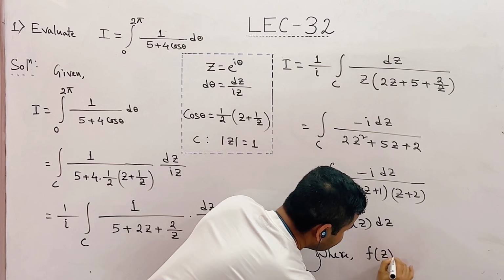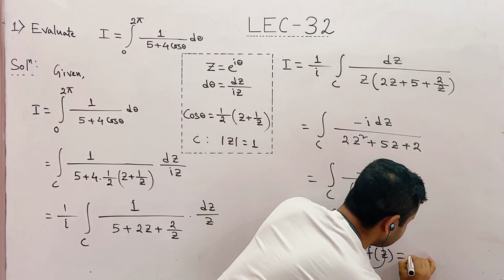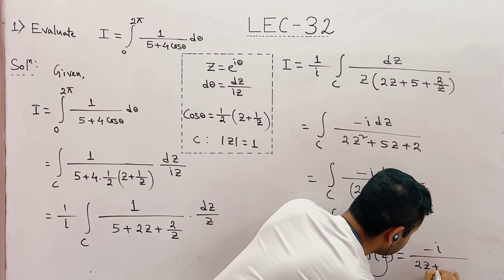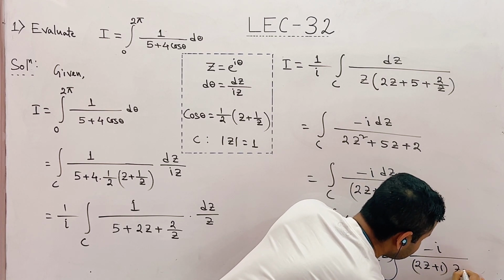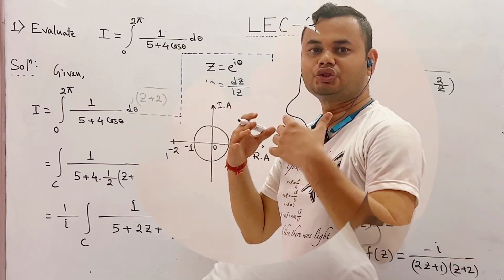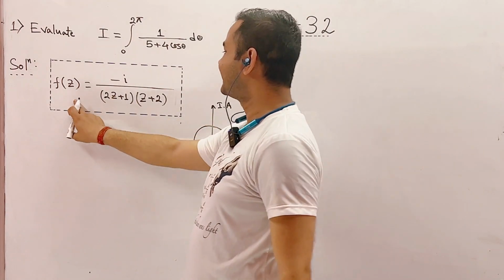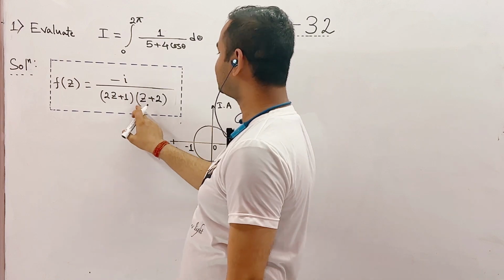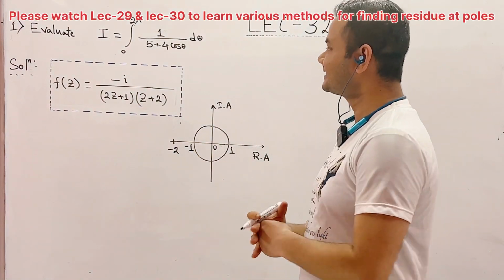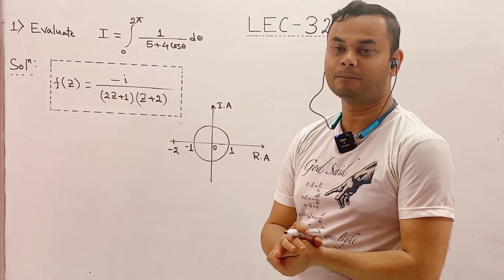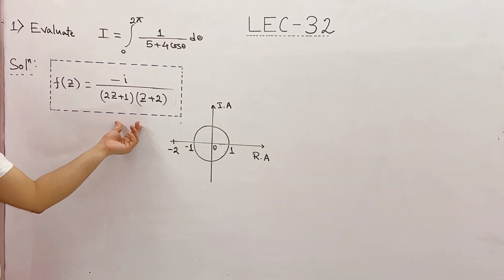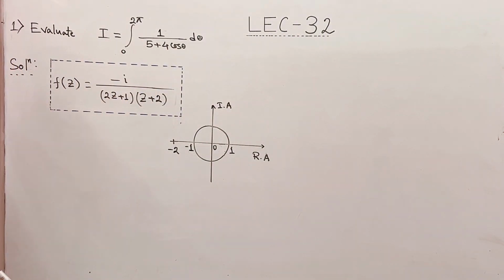f(z) is equal to minus i divided by (2z + 1)(z + 2). So, we have seen that f(z) is equal to minus i divided by (2z + 1)(z + 2). Next, our target is to find out the poles. We know that poles can be obtained by putting the denominator equal to 0. First, let me write these points.